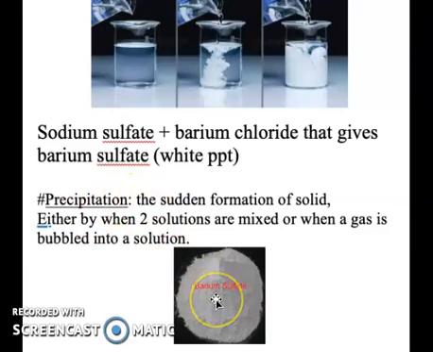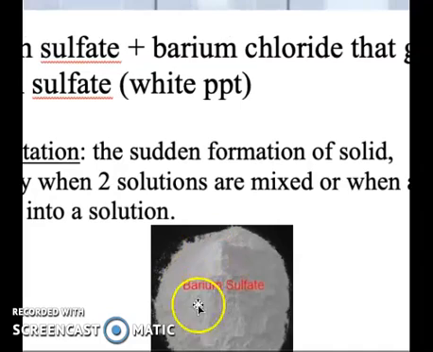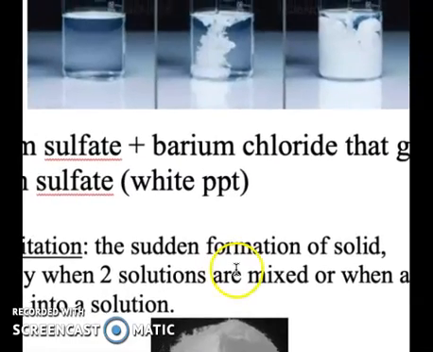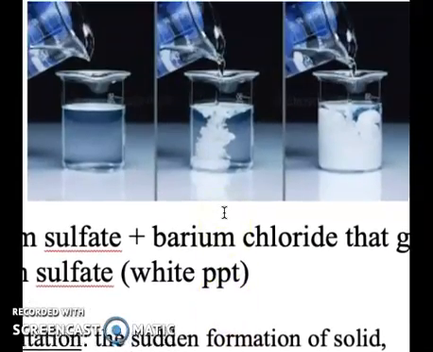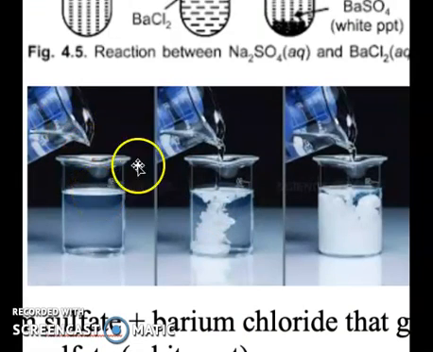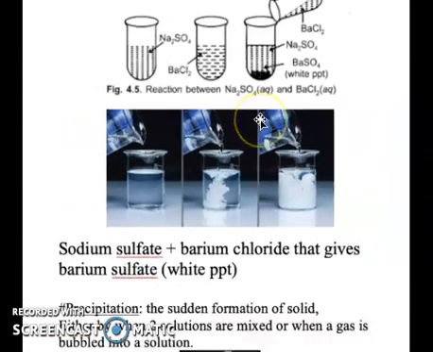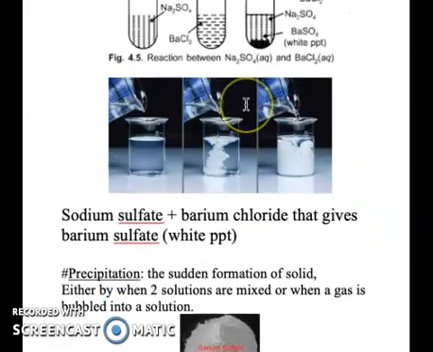Now see this image, students, this is of barium sulfate, the powder formed when two liquids were mixed together. See, two liquids were mixed together, that is sodium sulfate and barium chloride, which gave the white PPT of barium sulfate. Clear with this? So this was the end of your topic.